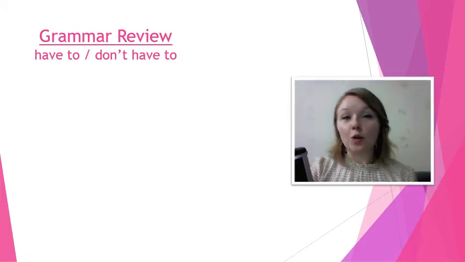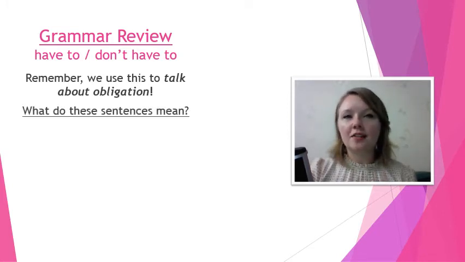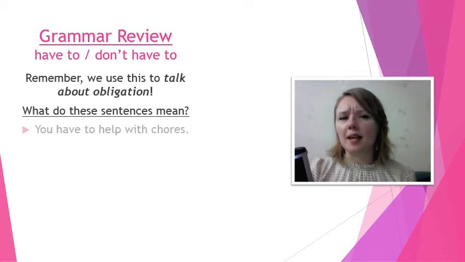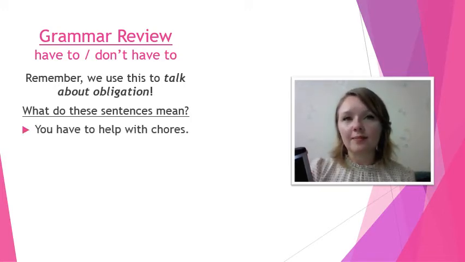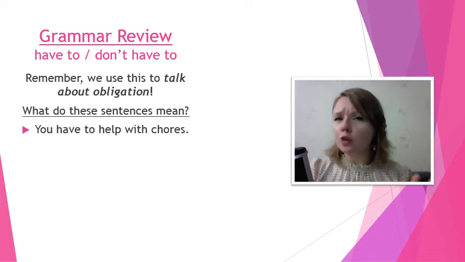Now let's review have to and don't have to. Remember, we use have to and don't have to talk about obligation. So what do these sentences mean? You have to help with chores. This means that you must, you have no choice, you have to help with chores.